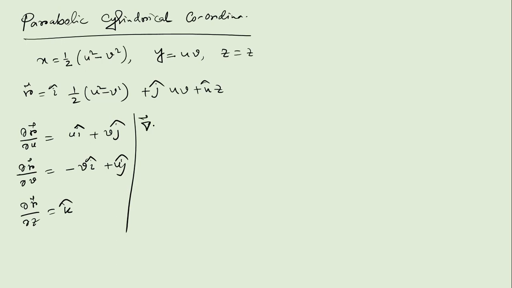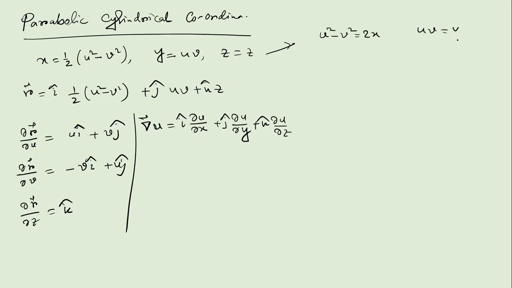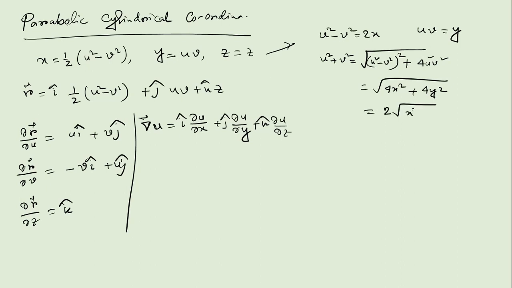Now, grad of u is i cap del u by del x, j cap del u by del y, and k cap del u by del z. So you need to change u in terms of x, y. How? u square minus v square equals 2x and uv equals y. So u square plus v square equals root under u square minus v square whole square plus 4 u square v square. So this is 2x whole square, that is 4x square, plus 4y square. So this is 2 root under x square plus y square.